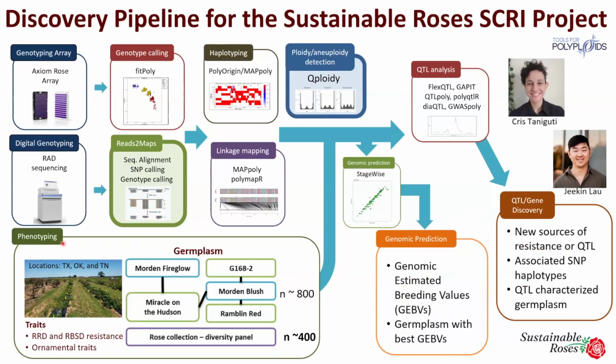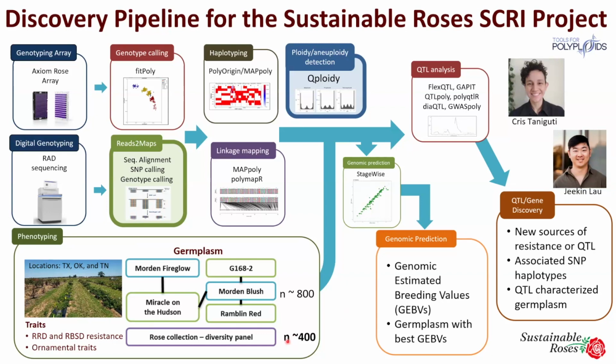And of course, on the phenotyping side, we've got a network of biparental populations with Modern Fargo and Modern Blush as being the perceived resistant genotypes for RRD. And of course, the other parents have varying levels of black spot resistance as well, in addition to a diversity panel that has a collection of genotypes and a collection of alleles that we want to test to see if they also provide some level of resistance to black spot, in particular in our environment.